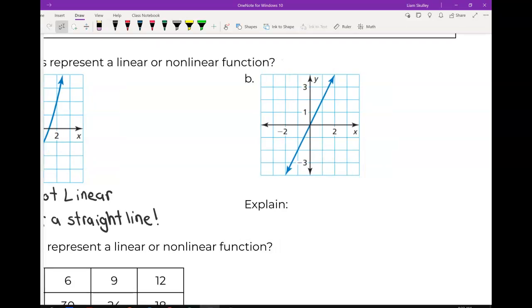Second one, b, is a straight line. It's tilted a little bit, but it doesn't go straight up and down. So this is linear. And then for its reason, we could just say it is a straight line.